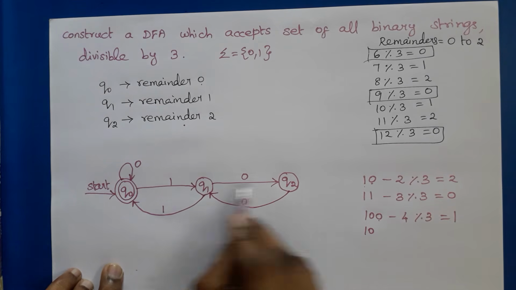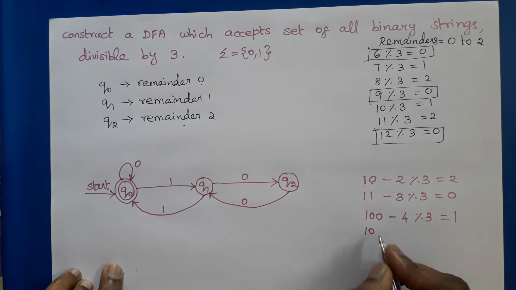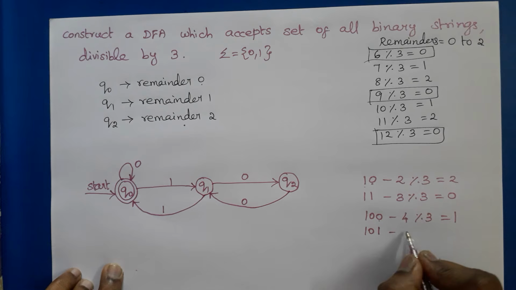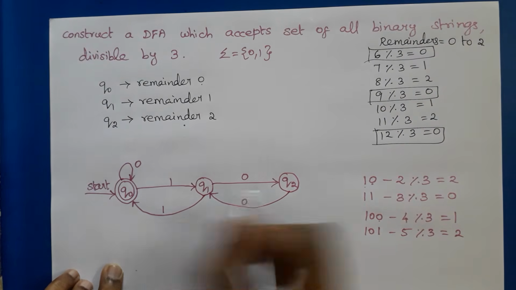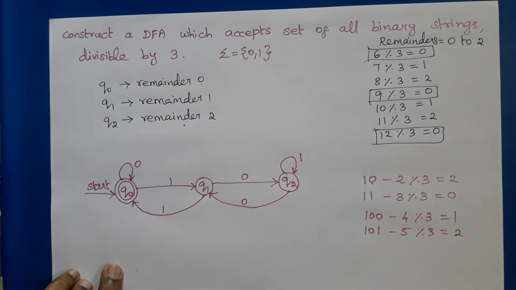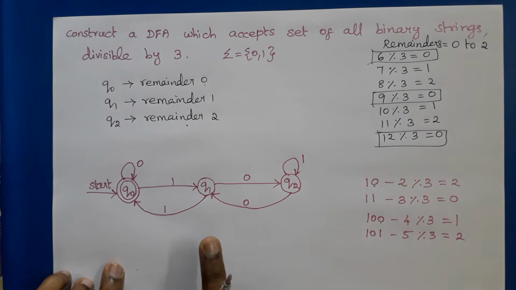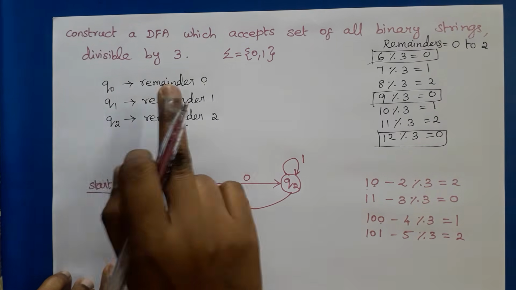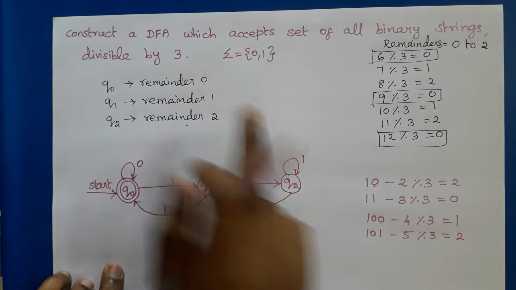Similarly, after reading 10, in Q2, if the next input is 1, it is 5. 5 mod 3 is 2, so it should go to Q2. It should remain in the same state for the input 1. So this is the DFA transition diagram for the binary strings divisible by 3.